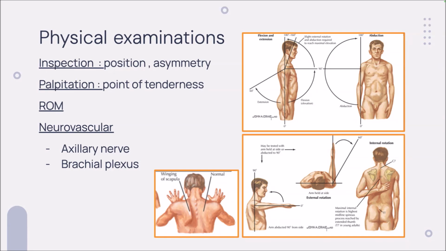So for the physical examination, we start off with inspection for the position of the shoulder and the asymmetry between both shoulders, and palpate for points of tenderness of the shoulders. We also test the range of motion to see if there is any limitation, and the neurovascular status, like the axillary nerve and brachial plexus.